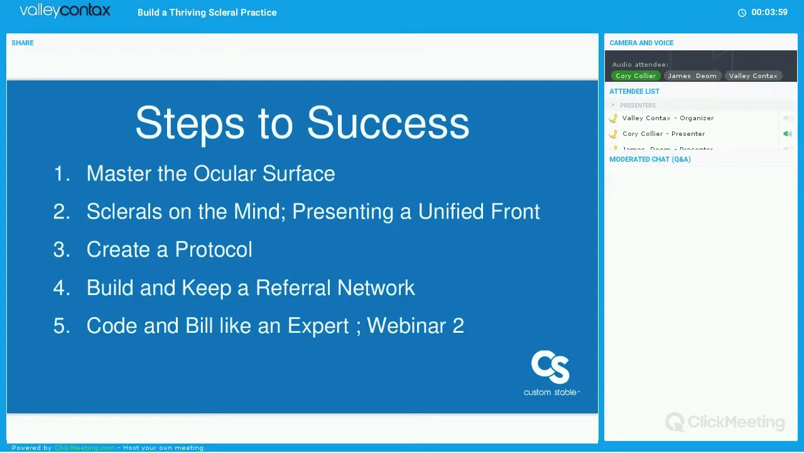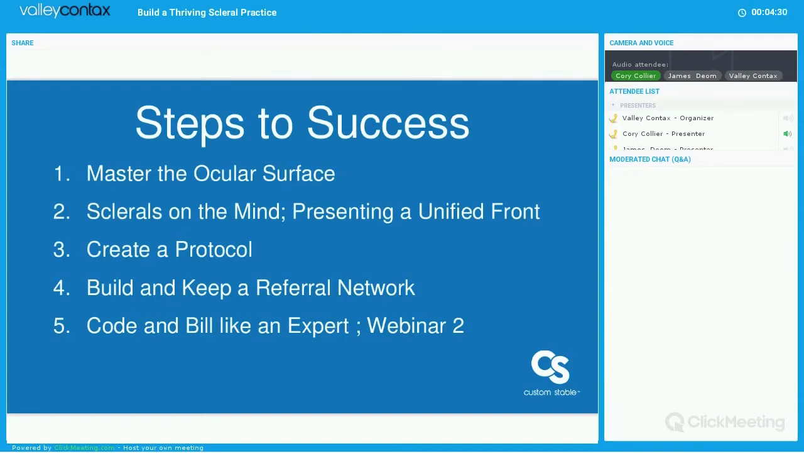Yeah, I think that's a great point. And so I think whenever we think about practice management and building our practice, one of the most important things that we can do is envision our practice through the eyes of our patients, right? So we'll continue to harp on that as we go throughout the night, and really with fitting, that's the first thing. So these are my general steps to becoming a successful scleral lens practice, and it really starts with the ocular surface. So we're going to talk about mastering the ocular surface a little bit.